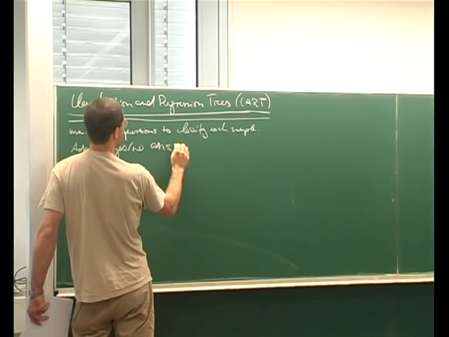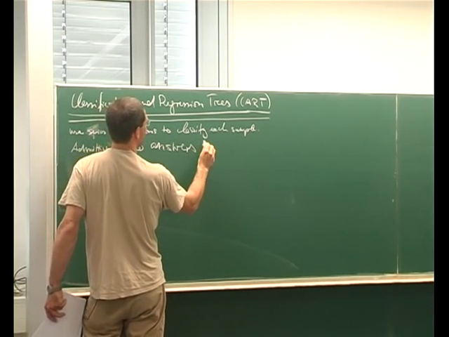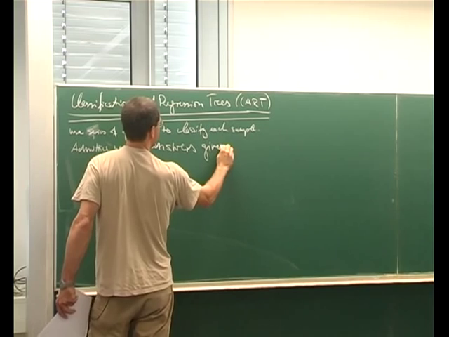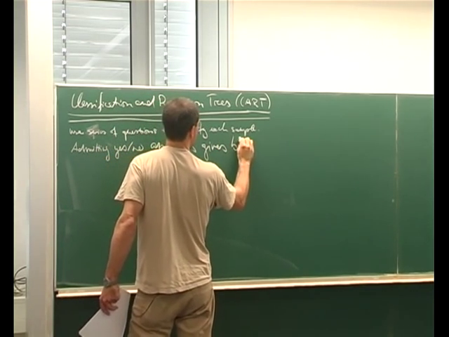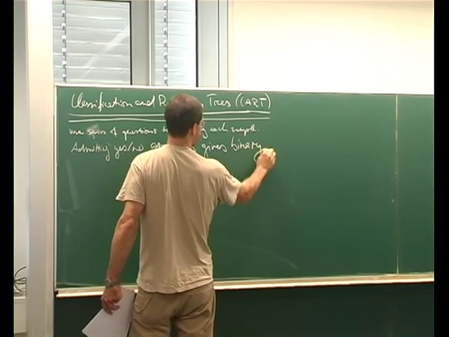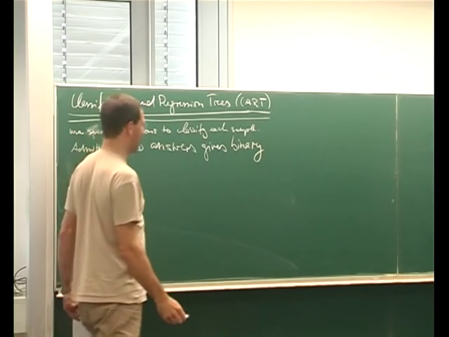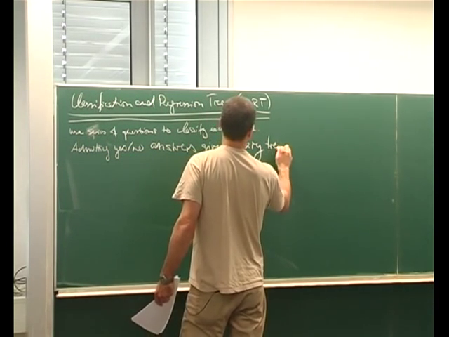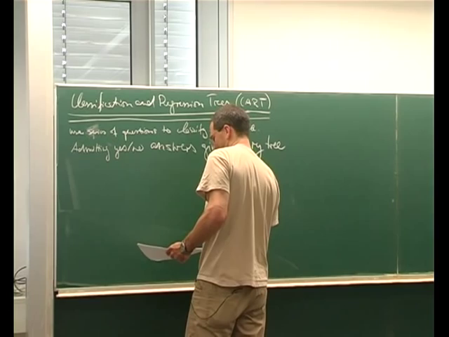So admitting yes or no answers gives a binary tree.